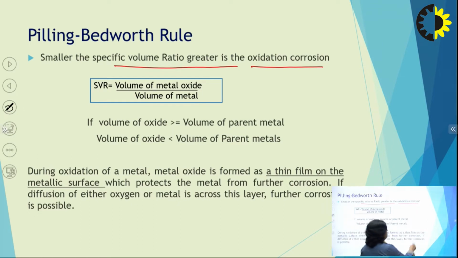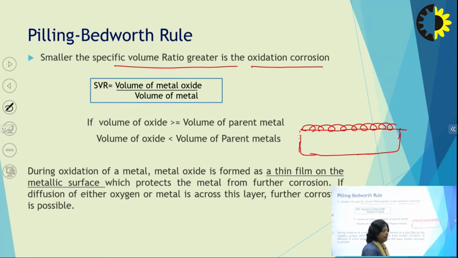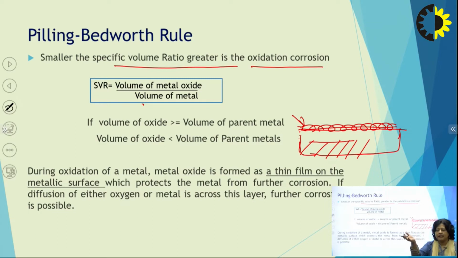Consider the volume of the metal oxide. Suppose this is a piece of metal, and over here there is a layer of oxide. What is the nature of this layer of oxide? What is the volume of this metal oxide relative to the volume of metal which is exposed? One thing has to be taken care of: corrosion is always a surface phenomenon. It doesn't occur in this inner part of the metal; it always occurs on the surface. Whatever surface is exposed, only that part will be corroded, and the other part will remain safe. So the exposed volume of metal is the part that will be corroded.